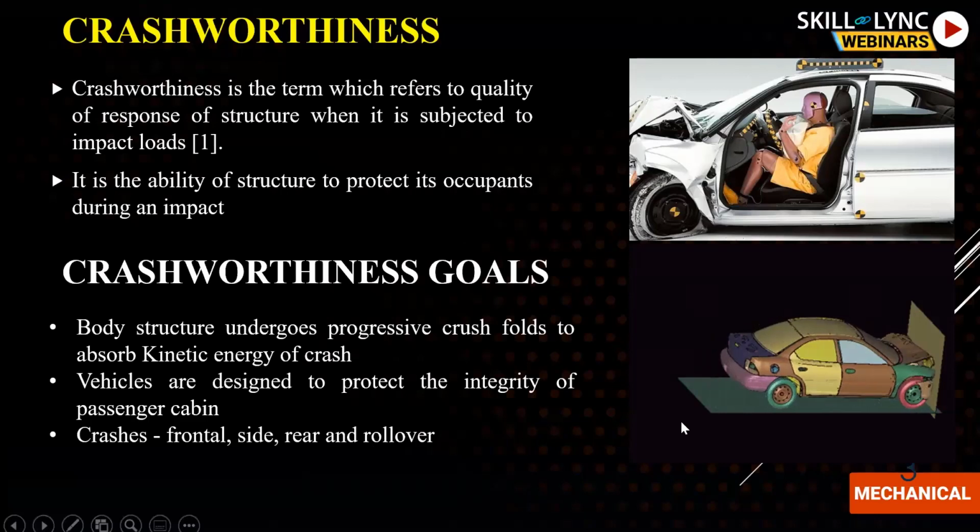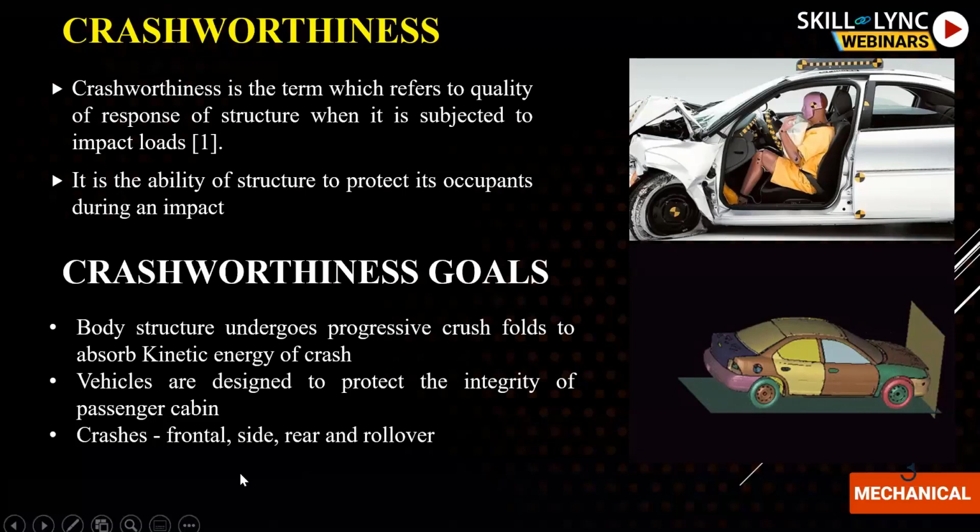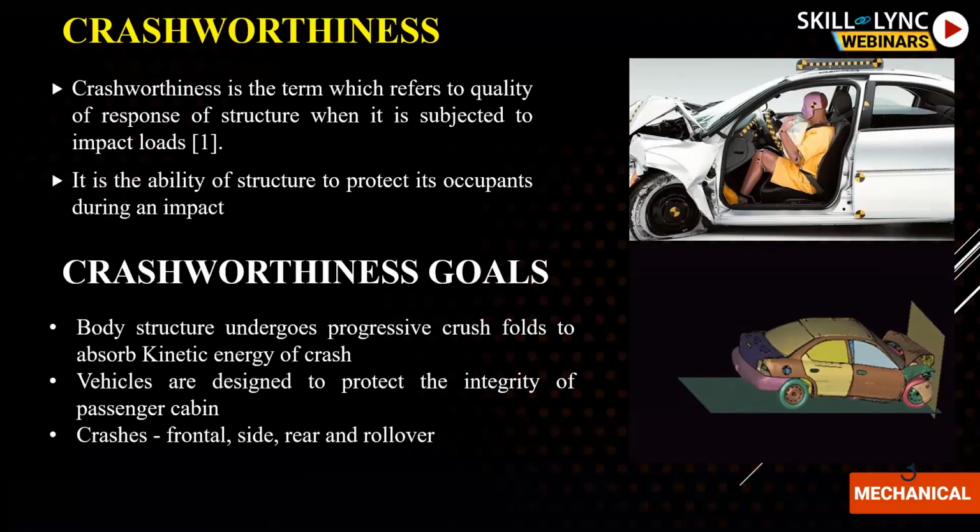Another crashworthiness goal, as I've already told you, is to protect the integrity of the passenger cabin, because you don't want the occupant to be injured. There are various forms of crashes: frontal crash, side crash, rear and rollover crash. In the further slides, we will see all these crashes, the crash analysis, and everything involved in crashworthiness.